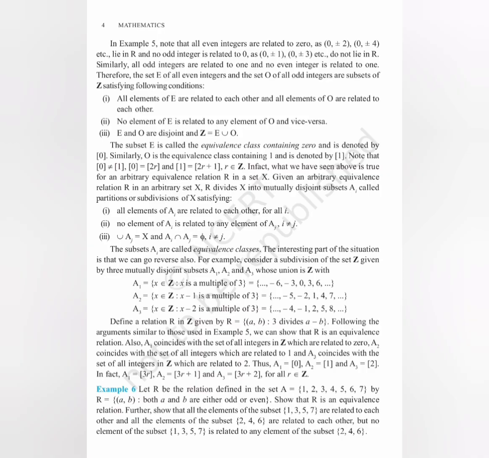Next, we are going to see example 6. Let me read the question. Let R be the relation defined in the set A equals {1, 2, 3, 4, 5, 6, 7} by R equals (a, b) such that both a and b are either odd or even. Show that R is an equivalence relation. Further, show that all the elements of the subset {1, 3, 5, 7} are related to each other and all the elements of the subset {2, 4, 6} are related to each other, but no element of the subset {1, 3, 5, 7} is related to any element of the subset {2, 4, 6}. First, read the question very carefully and slowly. You may find a great solution.